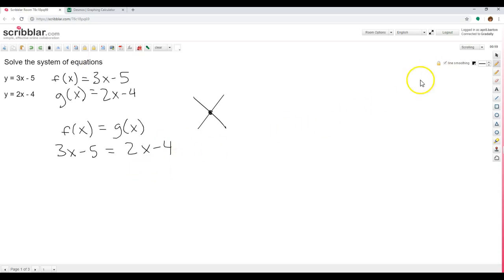So our answer, our solution, the point of intersection, those are all different ways to say this ordered pair right here, this coordinate. That is our answer. The x value is 1, the y value is negative 2. If we wanted to check, we could plug them back in, and we'd find a true statement. But usually we skip that step because we just want that solution.